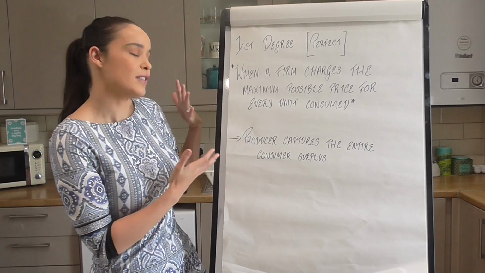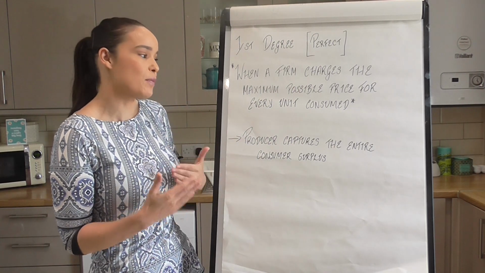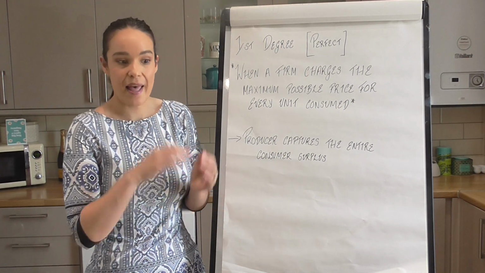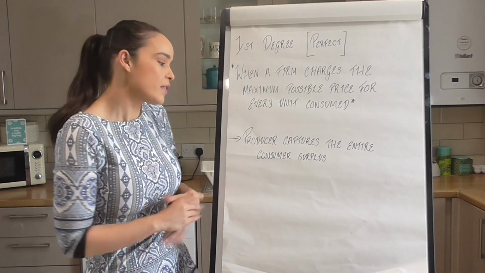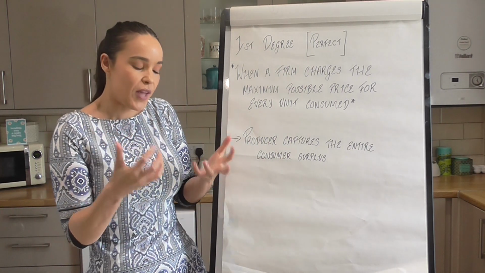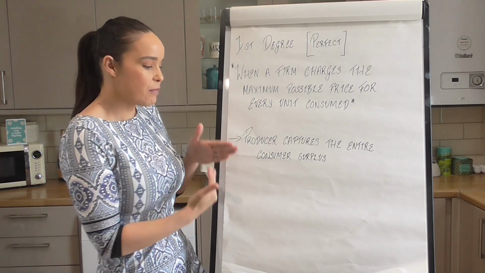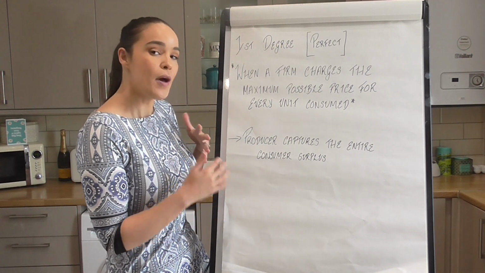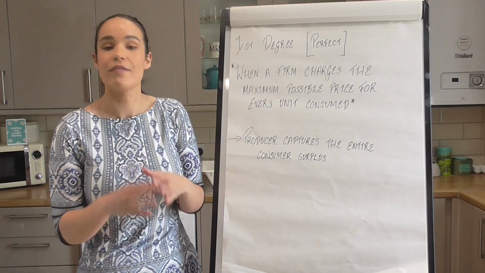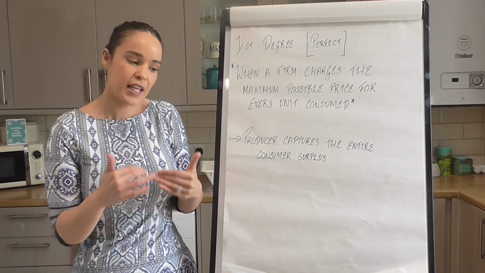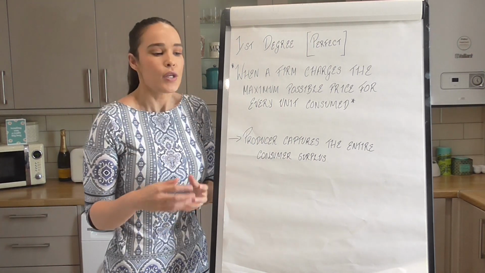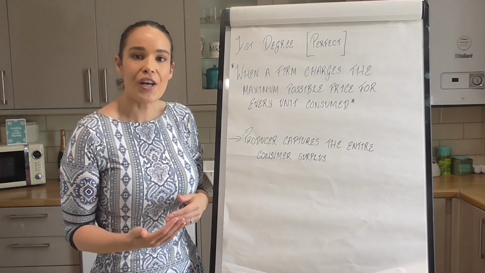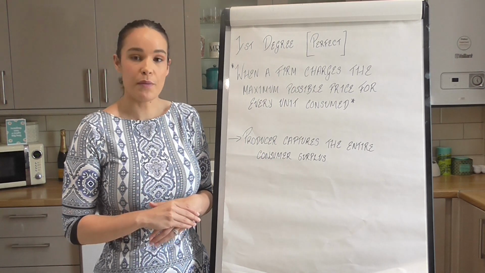So our official definition is when a firm charges the maximum possible price for every unit consumed. So every single unit, every single consumer pays their maximum price for that product. What that means is that the producer is able to charge every single person, every single unit, their maximum willingness to pay, and therefore there is no consumer surplus. Because consumer surplus is the additional welfare from paying under what they're willing or able to pay, right?